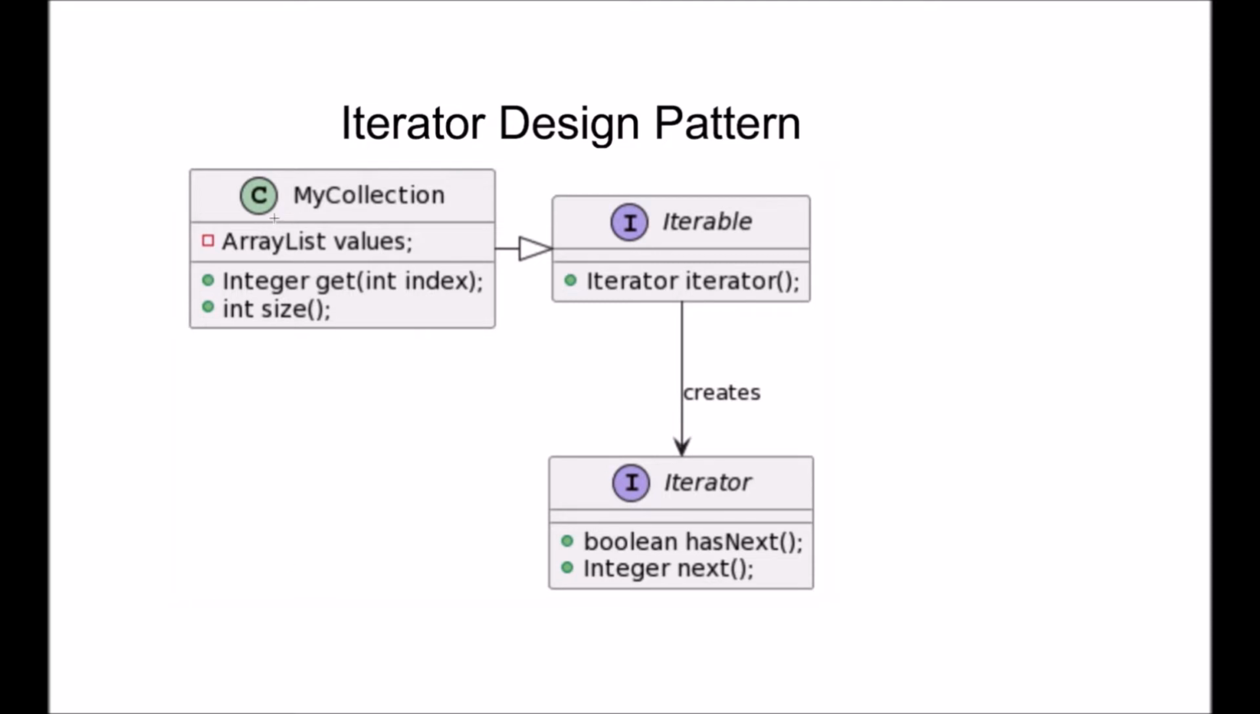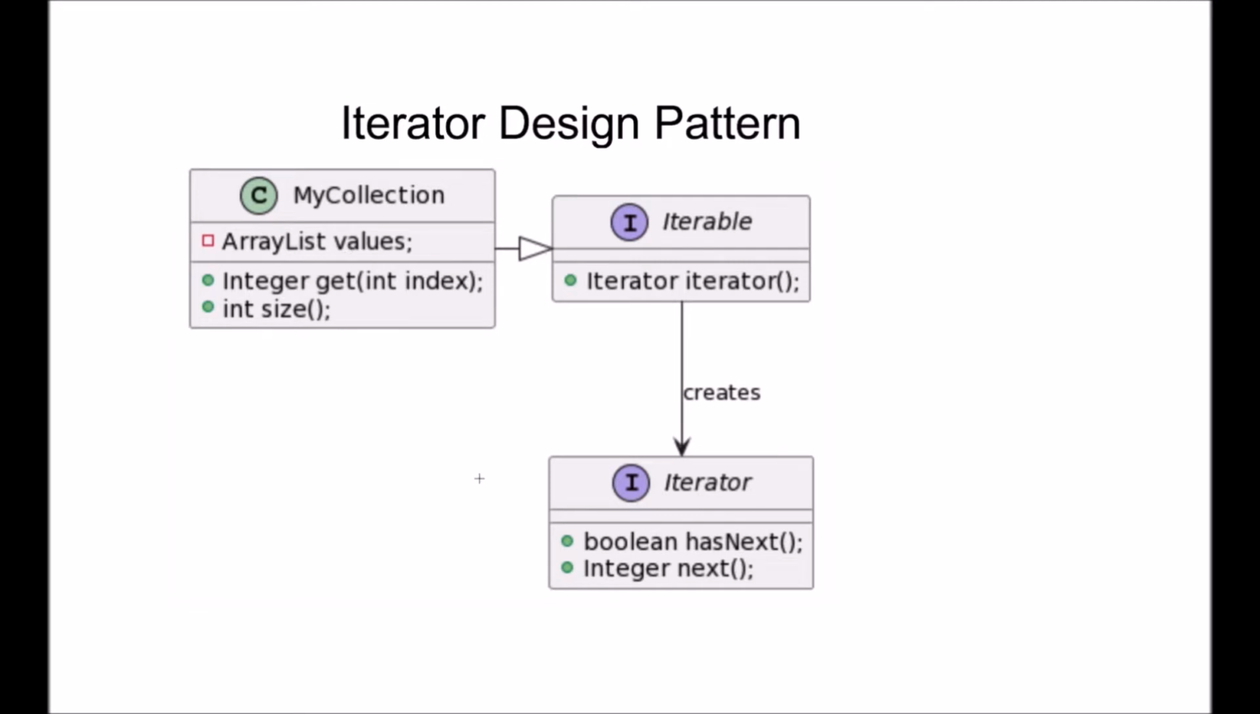Here I have a class named myCollection. This has an array list of values as its internal member variable, and it has two methods. One method to get a value by index, which returns an integer, and a second method named size that returns the number of elements in this array list.